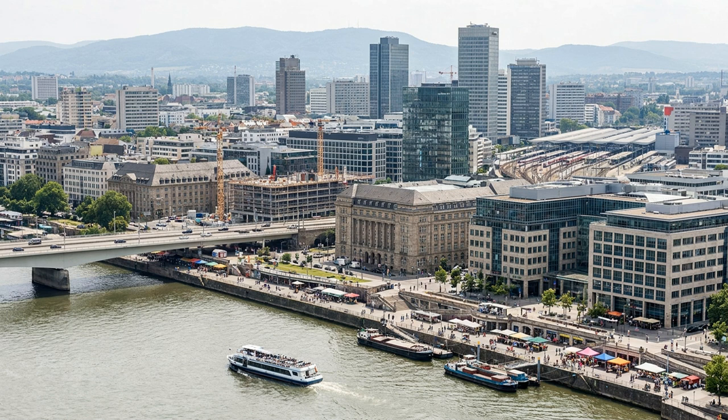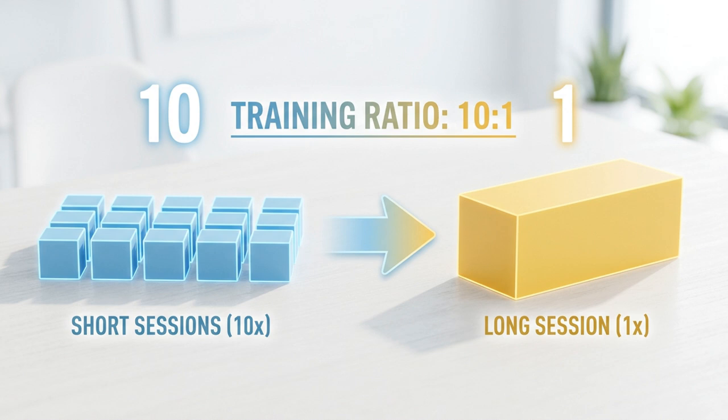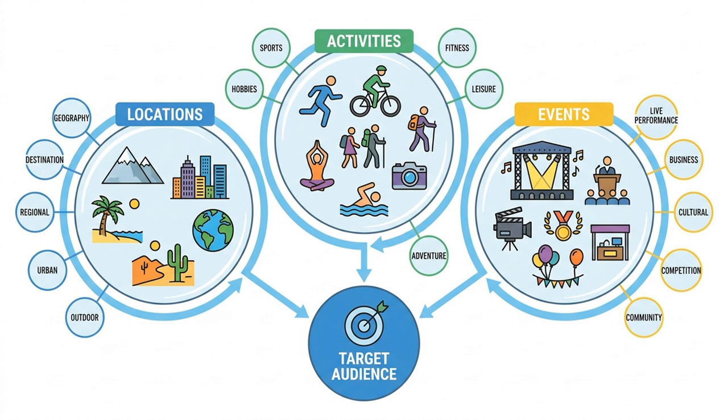Now here's where it gets interesting. You train using a 10-to-1 ratio. That means you do 10 short sessions focused on one specific element, and then one long session to test your progress. To make this clear, you organize your targets into separate pools, such as locations, activities, or events. If you want to train location, you draw targets only from the location pool. If you want to train activity, you draw from the activity pool.